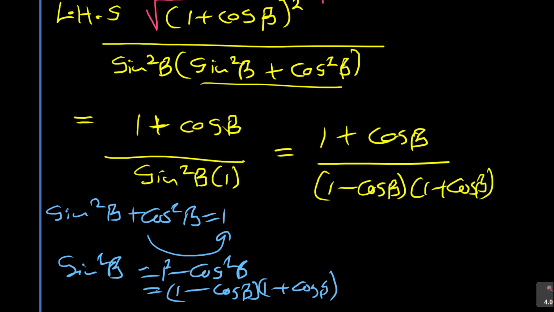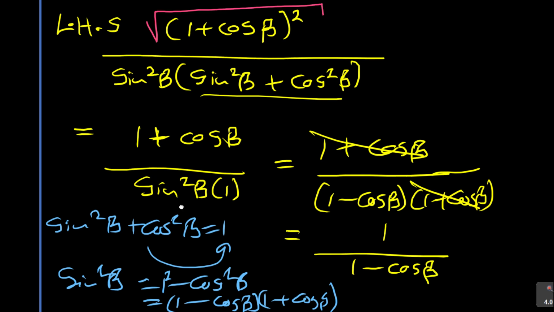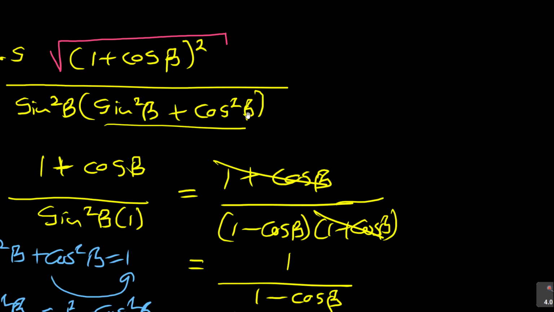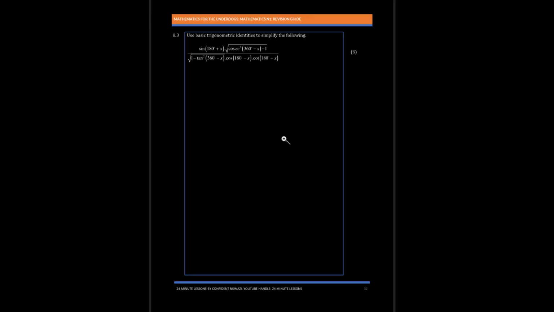Then from there, equal to 1 plus cos b over 1 minus cos b times 1 plus cos b, which is 1 over 1 minus cos b, which is equal to my right hand side. Again, these are proofs, and you just need to be comfortable with the way you deal with proofs.